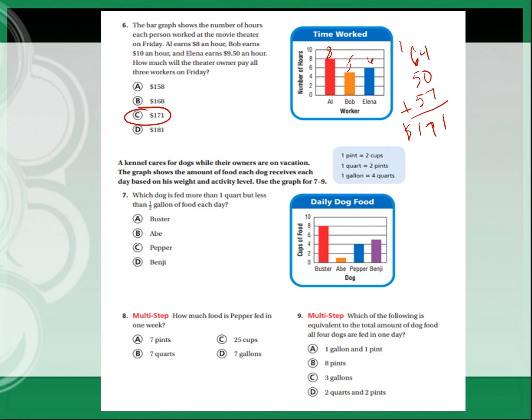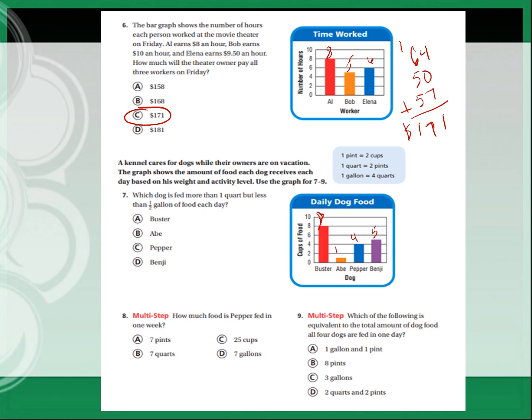Okay, the next question here. A kennel cares for dogs while their owners are on vacation. The graph shows the amount of food each dog receives each day based on his weight and activity level. Use the graph to answer questions 7, 8, and 9. So which dog is fed more than 1 quart but less than a half a gallon of food each day? Well, this is cups. So Buster has 8 cups. Abe has 1 cup. Pepper has 4 cups, and Benji has 5 cups.